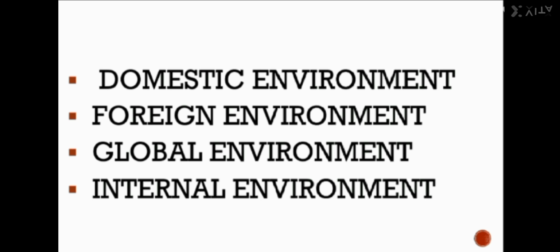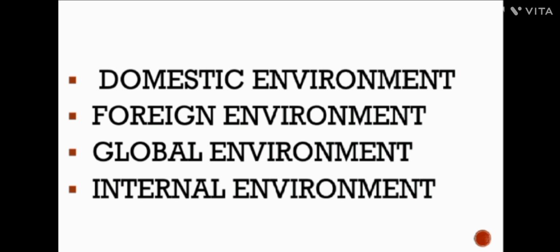First is domestic environment. Now what is domestic environment? When a business is operated in the home country, whatever is there in your home country, if the same environment is there in another country, then those things you can adapt or follow in another country as well. Next is foreign environment. Foreign environment is where your business operates in another country, and that country has different laws, rules, and regulations for the conduct of business.